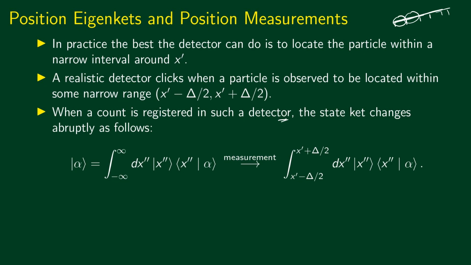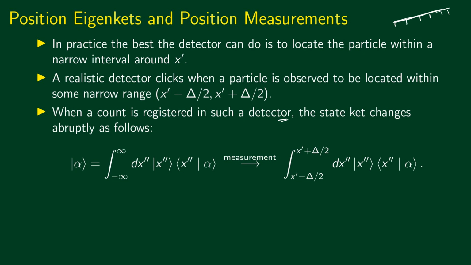It's spread out over all the position eigenkets, so it is in a superposition of all the position eigenkets. Now, what happens after a measurement? After a measurement, I can say clearly that, let's say, it's within this particular interval. We can say in which region the particle is. After the measurement, the state changes in such a way that it gets localized to an interval.